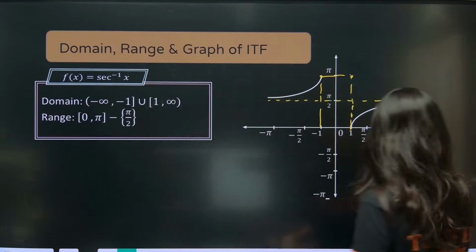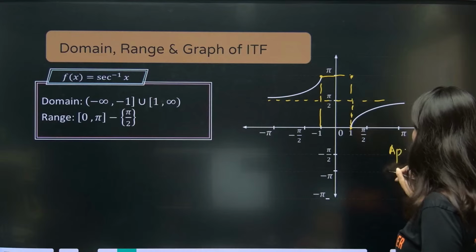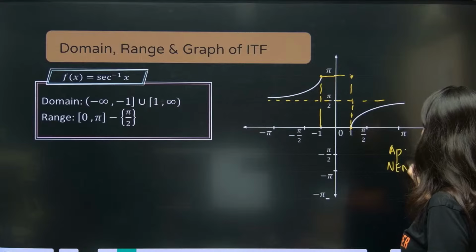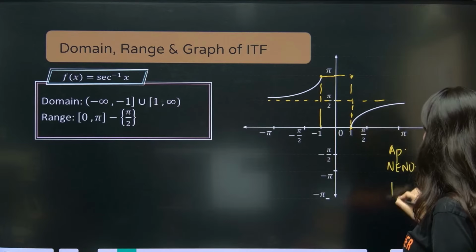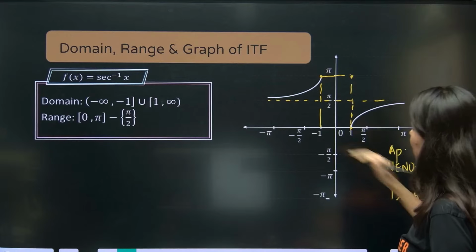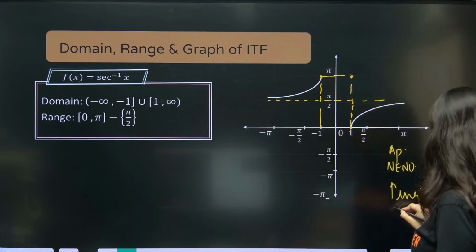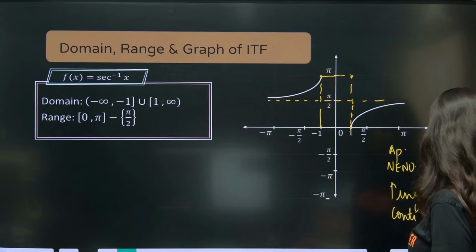Again, aperiodic, neither even nor odd. Now is this decreasing or increasing? See, this is an increasing graph. This is increasing, then this is also increasing, and continuous it is.